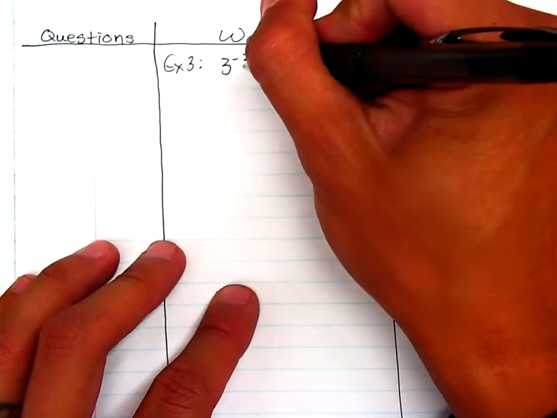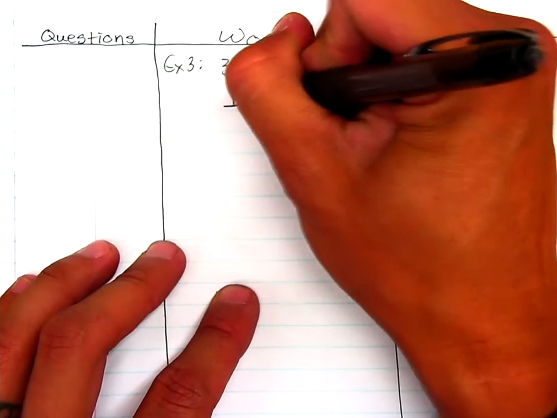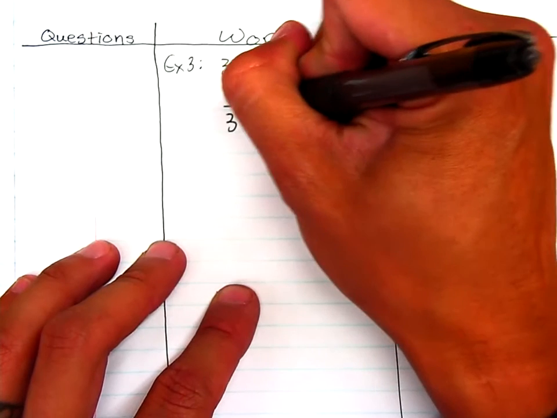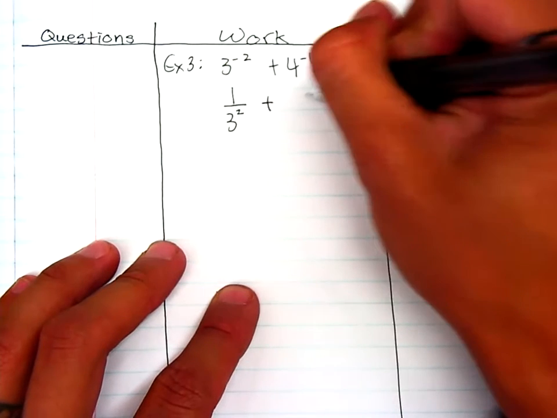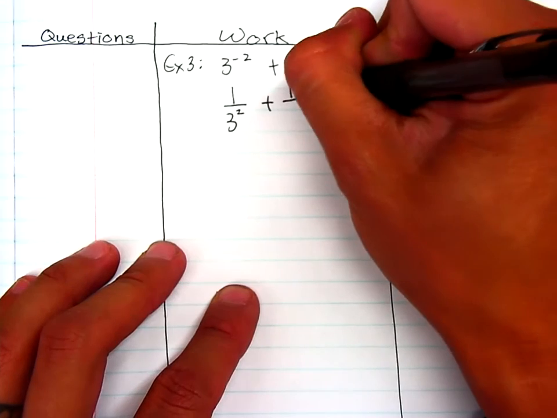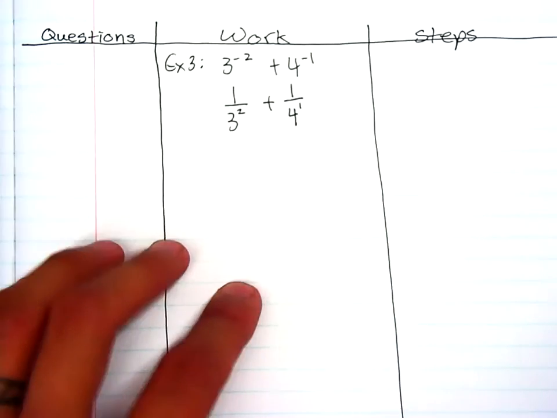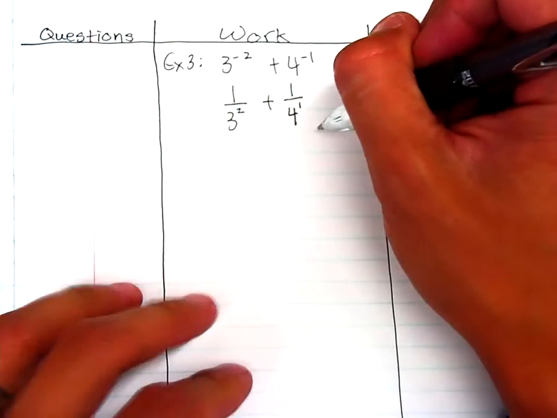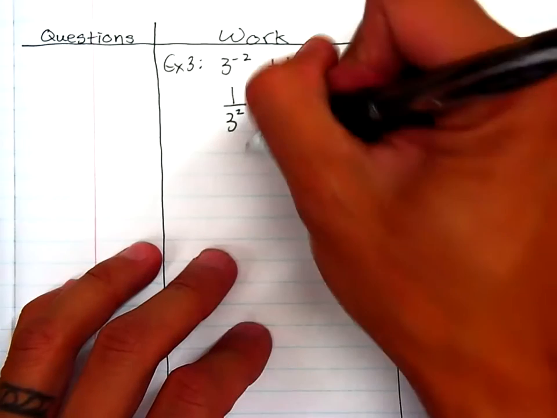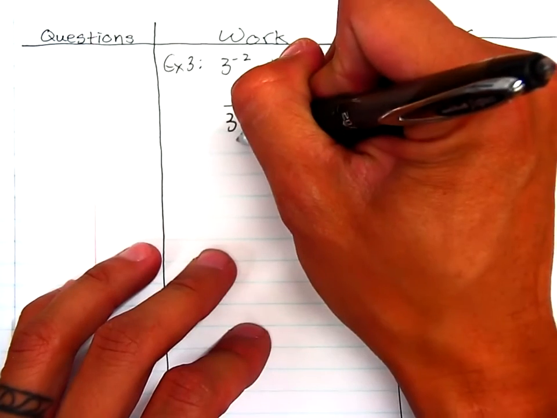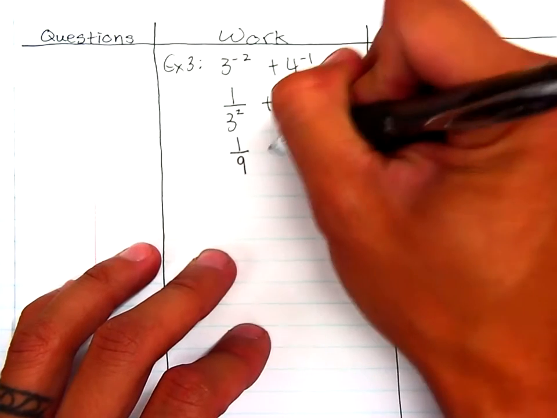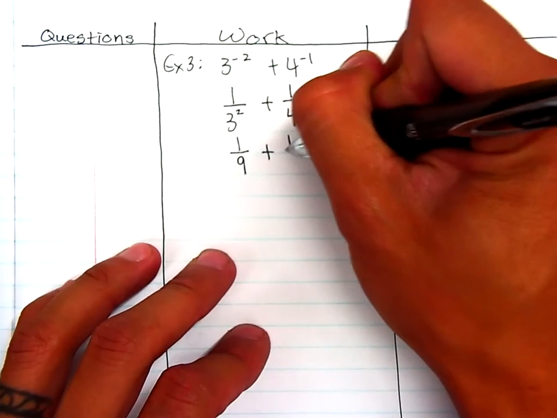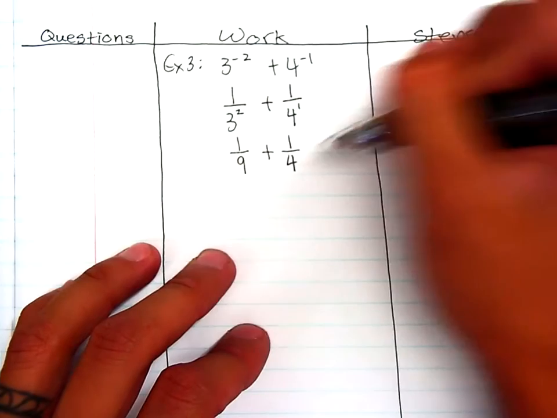So if I see a negative exponent, I'm going to write it as 1 over 3 squared. And I'm going to write 4 to the negative 1 as 1 over 4 to the first. Now it's in maybe a form that is more familiar, and if you look, 3 to the second power is 1 over 9, and 4 to the first power is 4, so this is 1 over 4.